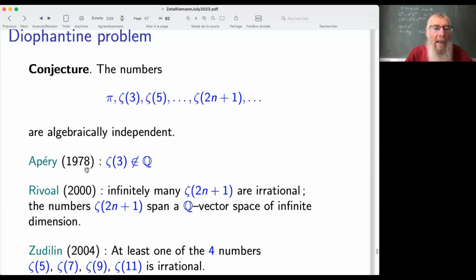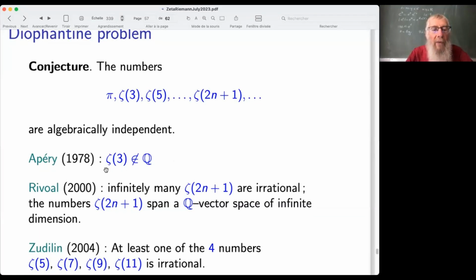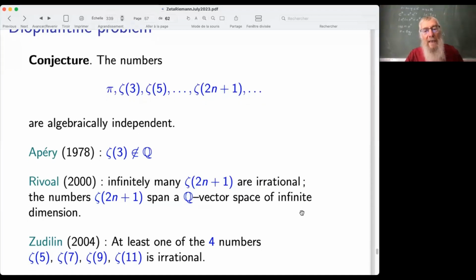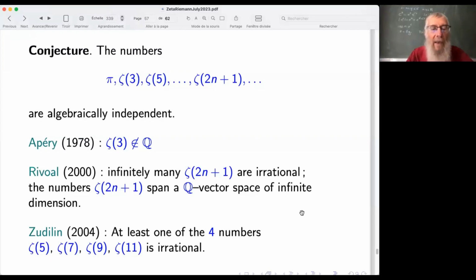It was proved only in 1978 that zeta of 3 is an irrational number. We conjecture that it is transcendental, but we only know that it is irrational. We do not know whether zeta of 5 is irrational or not. What was proved by Rivoal in 2000 is that if you look at all these numbers, infinitely many of them are irrational. And even more, the Q vector space spanned by these numbers has an infinite dimension. But this does not give the irrationality of any of them.